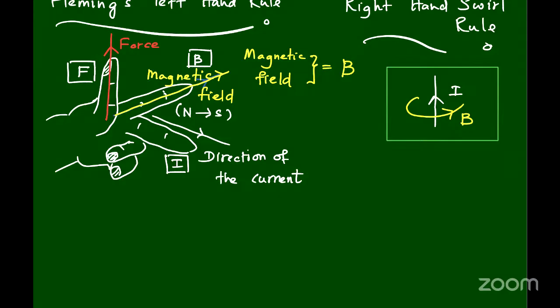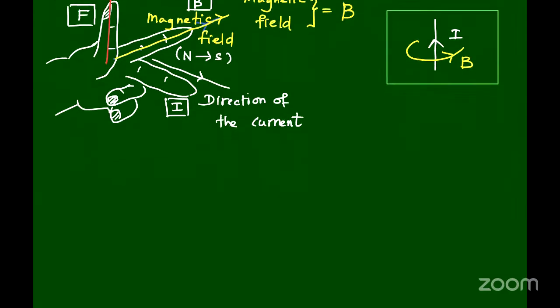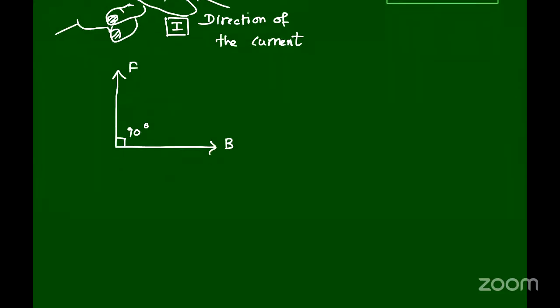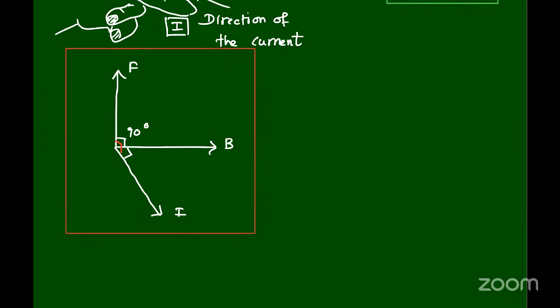If I draw the simplified version of Fleming's left-hand rule, it will be something like this. Here, this is force. This is the direction of magnetic field, 90 degrees angle. And here, this is the direction of current. So here also 90 degrees, and these two also 90 degrees. So this is the simplified diagram for Fleming's left-hand rule.